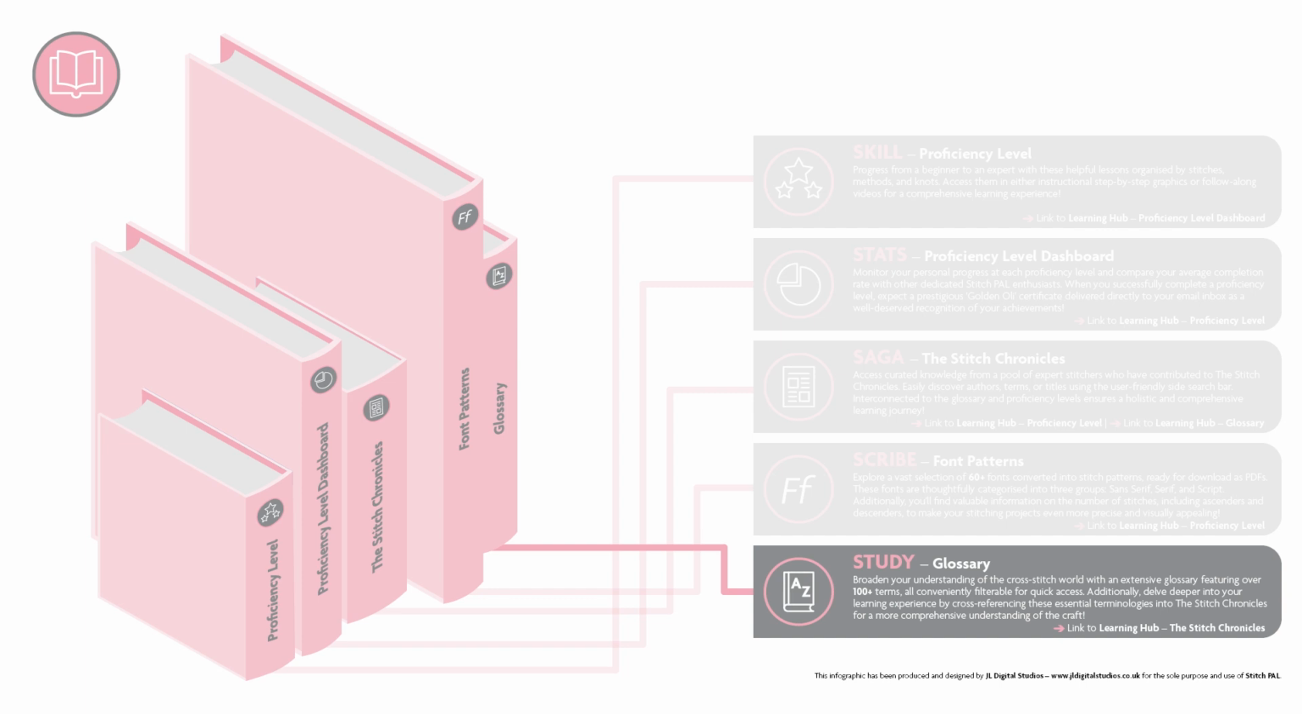Study within Learning Hub holds over 100 essential terms divided into categories for easy access. The categories include accessories, acronyms, brands, designs, fabrics, knots, measurements, methods, stitches, and threads. You can navigate through the terms using the previous term or next term buttons. Each term includes a name, a brief description, and an associated image. Some terms link to related posts in the Stitch Chronicles, offering a more comprehensive understanding of the craft.